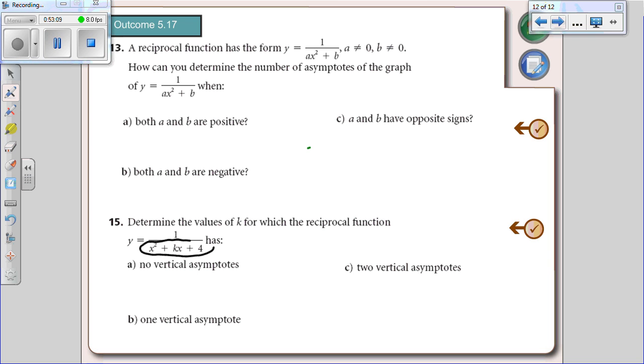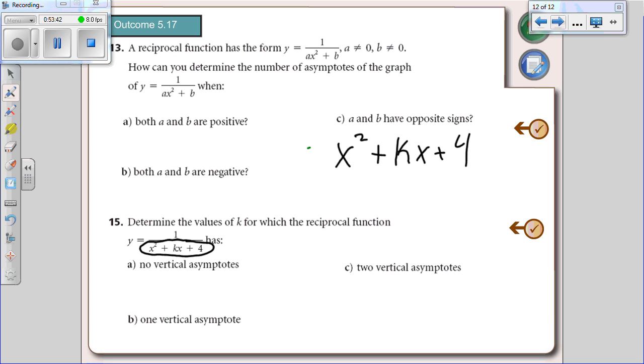You could pick a number, say 0, test it, and see that if you put 0 in, you would have no x-intercepts. But the problem is they don't want to know one number for k. They want to know all numbers for k. They want every single number k could be that would give you 0 vertical asymptotes, which means we need 0 x-intercepts.